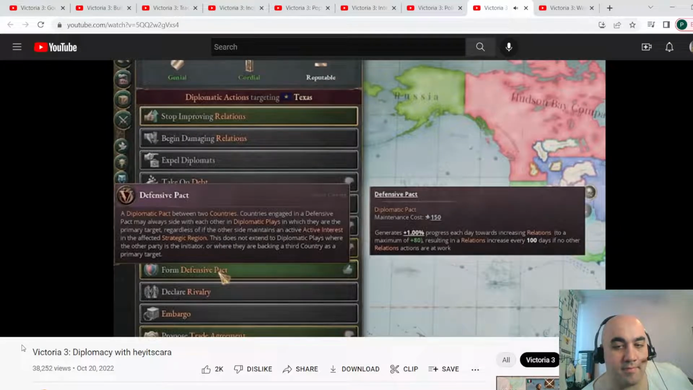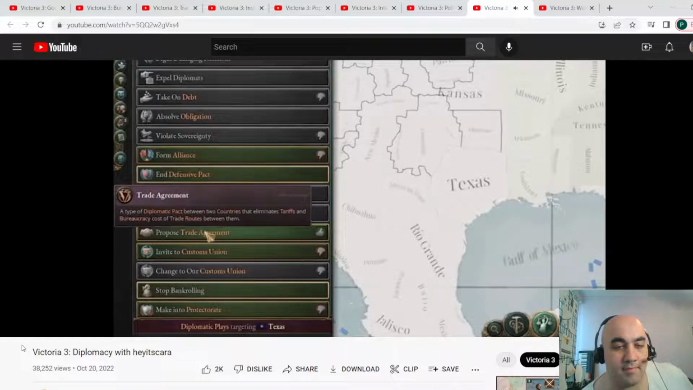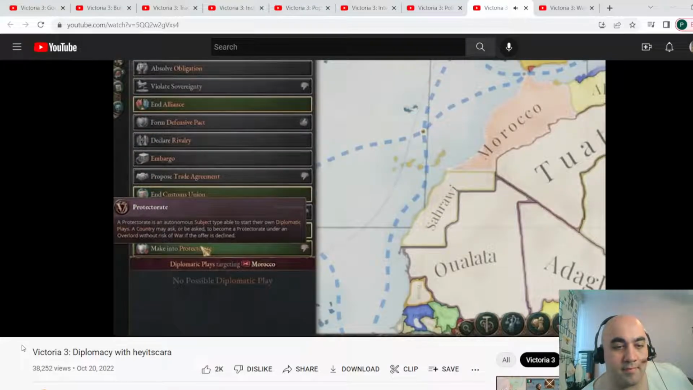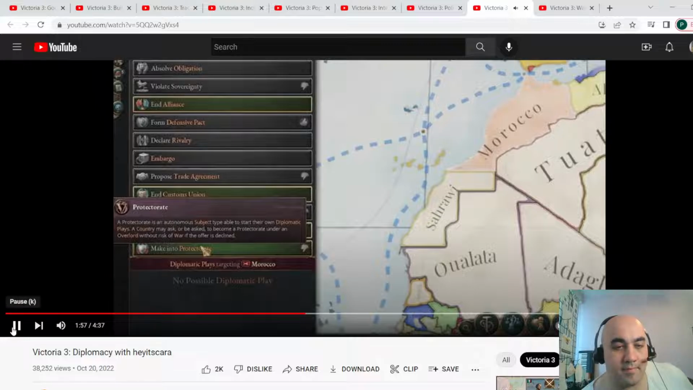Many of these require a high cost of influence per month, but also provide a lot of bonuses. You can promote free trade with other countries with the Trade Agreement Pact, but also promise to go to war together with the Alliance Pact. You can even demand the subjugation of a nation less technologically advanced than you by making them into a protectorate.